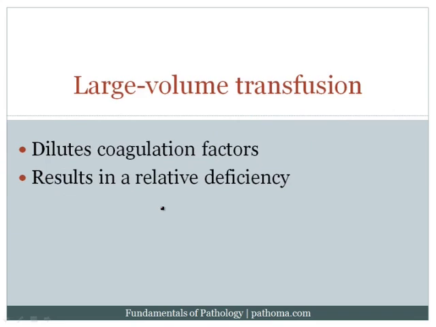Large volume transfusions are the very last thing that we're going to discuss. When you give a large volume transfusion, you're diluting out the coagulation factors, and so you get a relative deficiency of the coagulation factors, which can also cause a disorder of secondary hemostasis. So that closes off our section. Again, not complicated. It's most important to remember the normal. Once you remember the normal, then there's a few very simple principles to derive from that, which again then will help you to understand most of the disorders in this section.